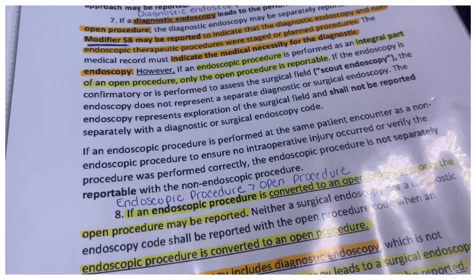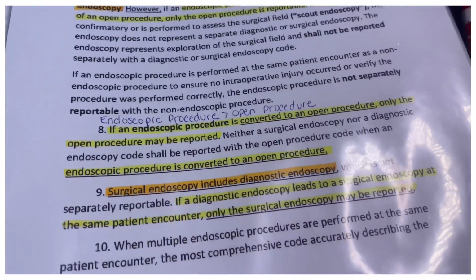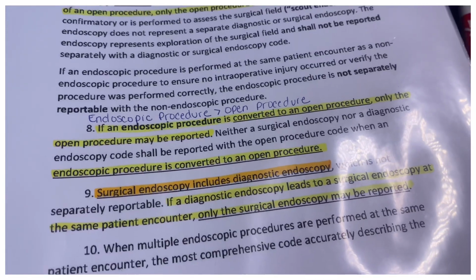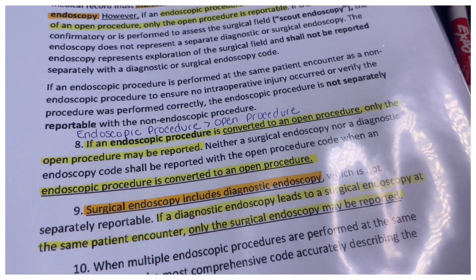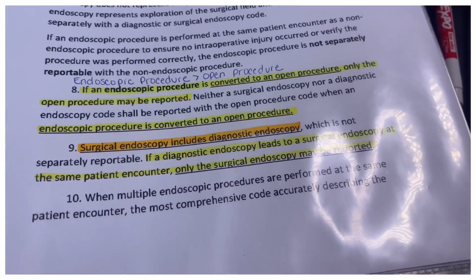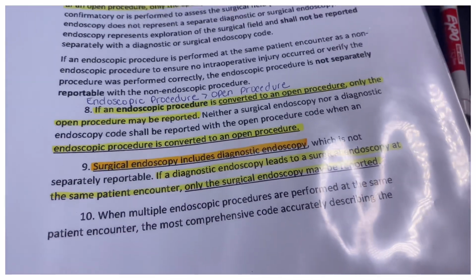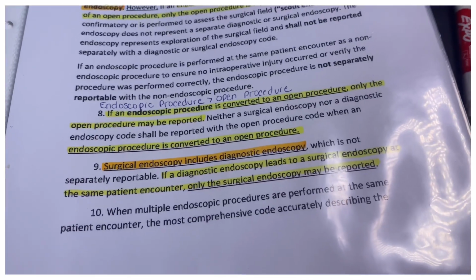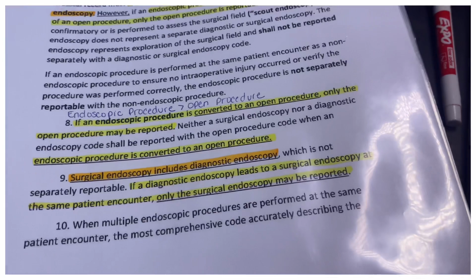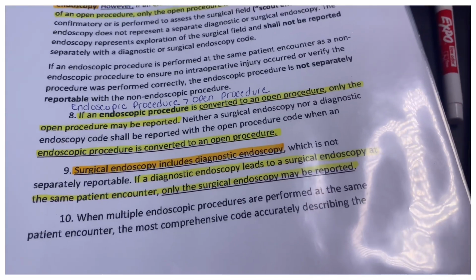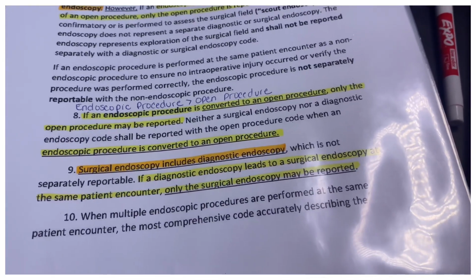And then we have here at number 8, if an endoscopic procedure is converted to an open procedure, only the open procedure may be reported. Number 9, surgical endoscopy includes diagnostic endoscopy, which is not separately reportable. If a diagnostic endoscopy leads to a surgical endoscopy at the same patient encounter, only the surgical endoscopy may be reported.